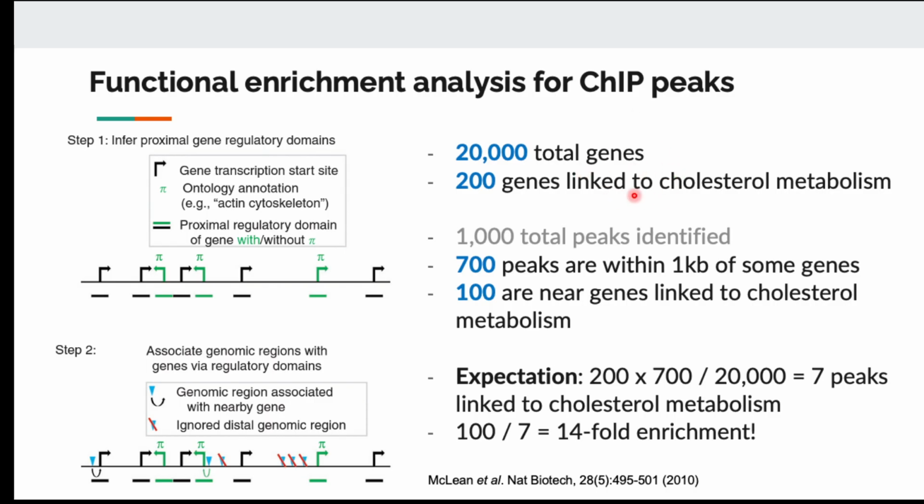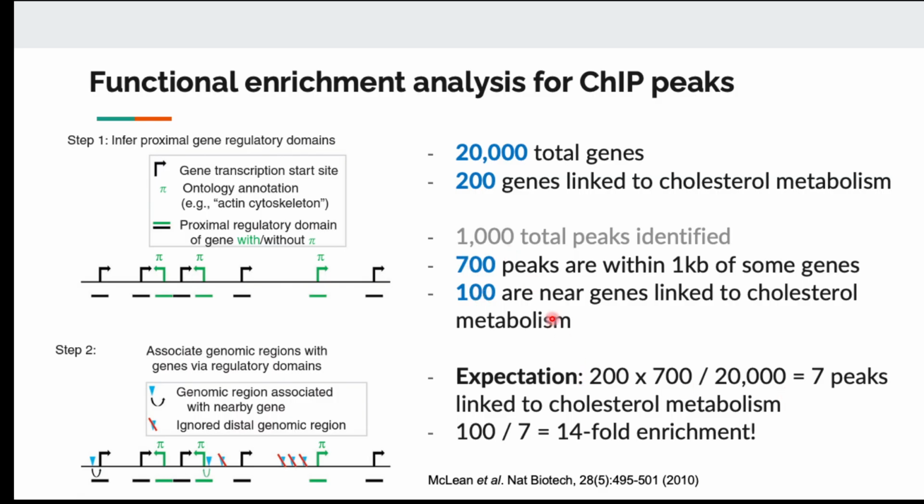So we know that in our body there are 200 genes. The 700 peaks, 100 of them are near those genes. So you can have some expectation. If in the 20,000 genes, you have 200 being cholesterol metabolism, that means that you have only 1% of the genes being cholesterol metabolism. But in your ChIP-seq data, you have 700 peaks, and you have 100 being linked to cholesterol genes, like near cholesterol genes. It's 1 in 7. This is 1 in 7. This is 1 in 100. So you can imagine that you have a big enrichment.